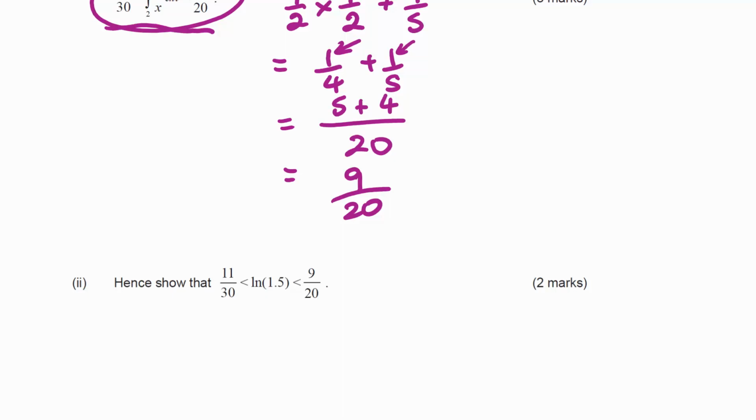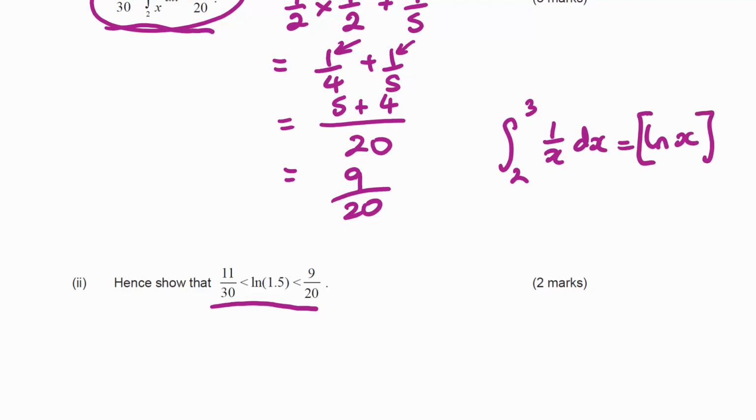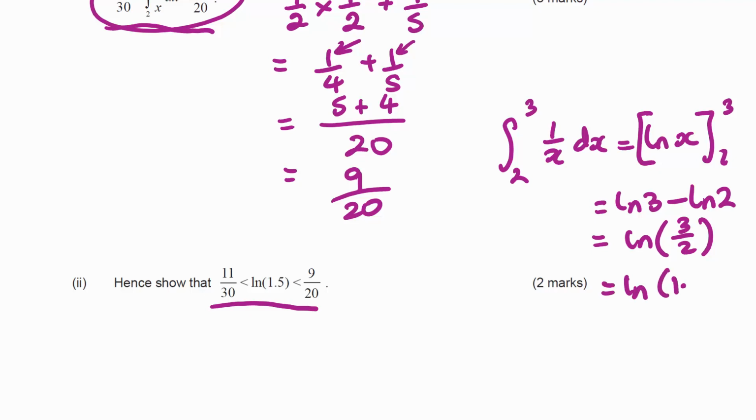Hence show that the ln of 1.5 is that. Well, all we need to do now is evaluate the integral. 2 to 3, 1/x dx. That is going to be ln x from 2 to 3, which is ln 3, take away ln 2, which is ln 3/2, which of course is ln 1.5.